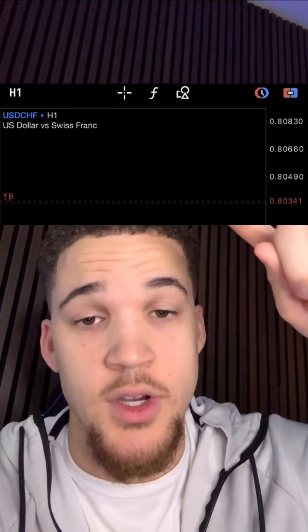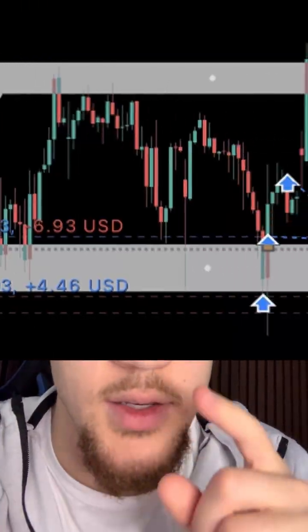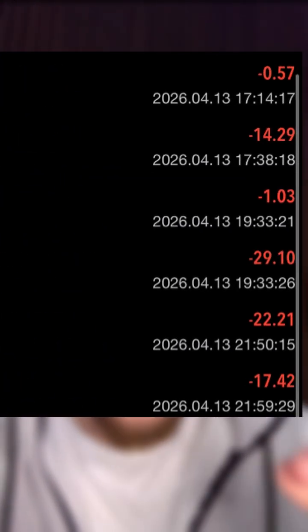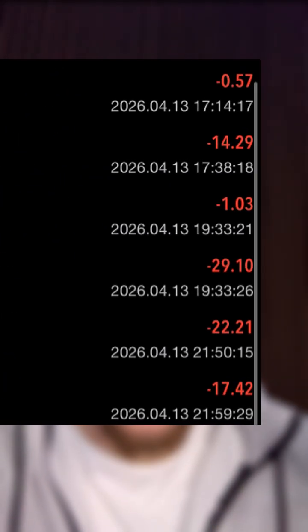So as you can see on the 1 hour, this is where I was placing the trades off of. On the 1 hour, I thought this was a really good support zone. So I bought, it went into profit. I ended up buying again, it went into profit even more. I ended up buying again. You can see the loss on USD CHF. Those trades were at a loss of like $20, $29.